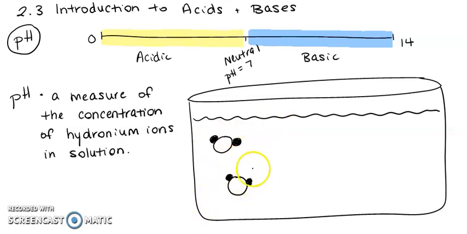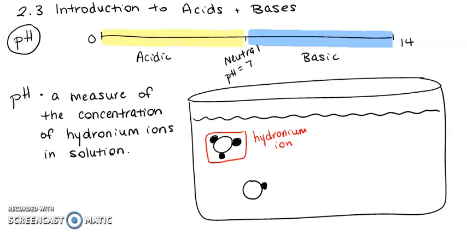But in liquid, molecules move. So what happens in water is that sometimes molecules actually bump into each other. And when they come apart, the hydrogen has stuck to the other oxygen. This is called a hydronium ion. It has a charge of +1.